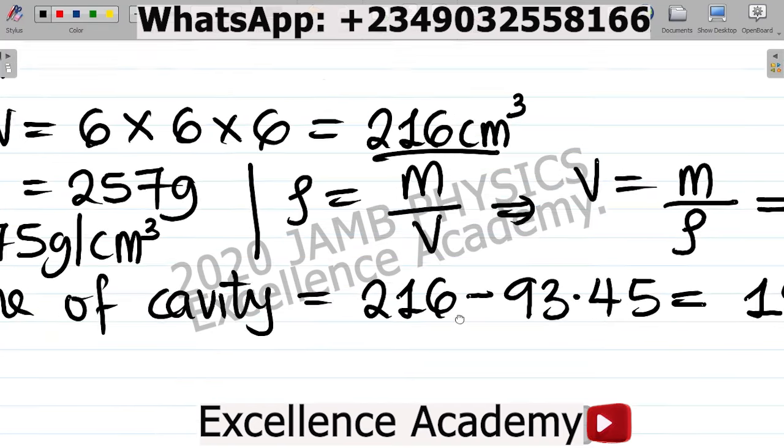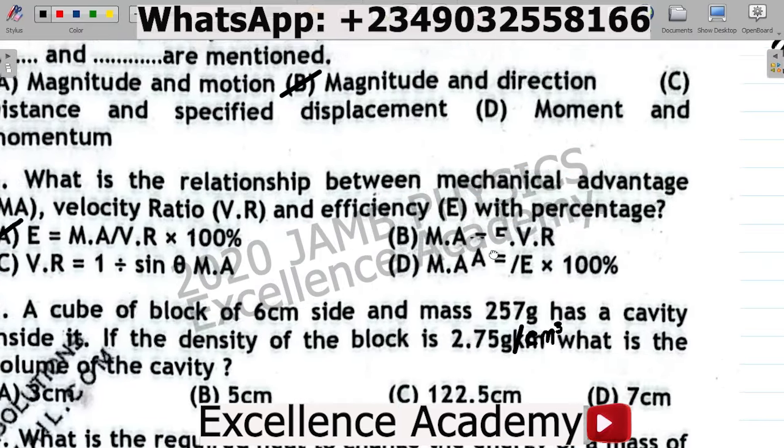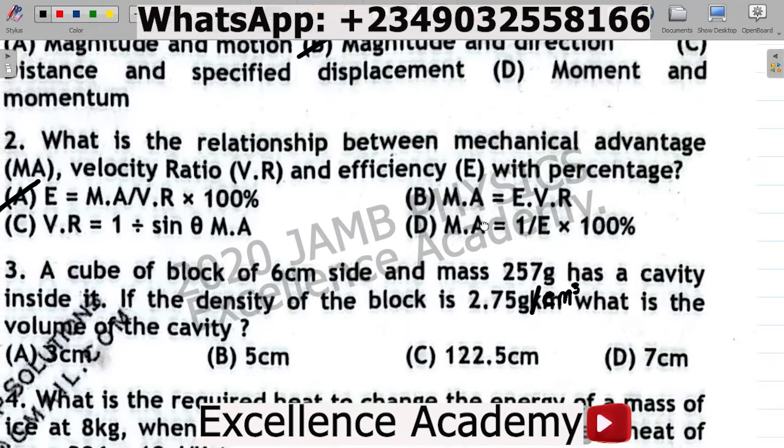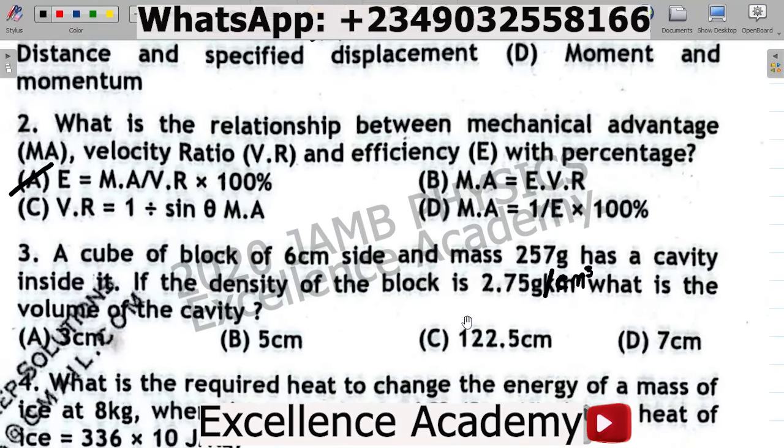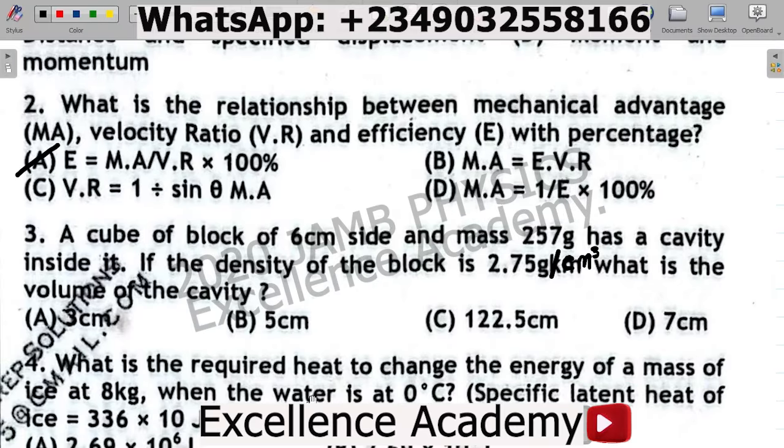So let's see which option we have there. 122.55. Okay, we have this one here. So 122.5, maybe due to that approximation. Of course, it should be cm cube here. So C is the correct answer.